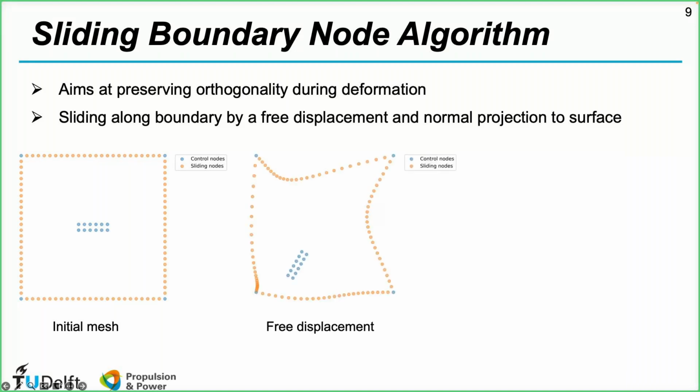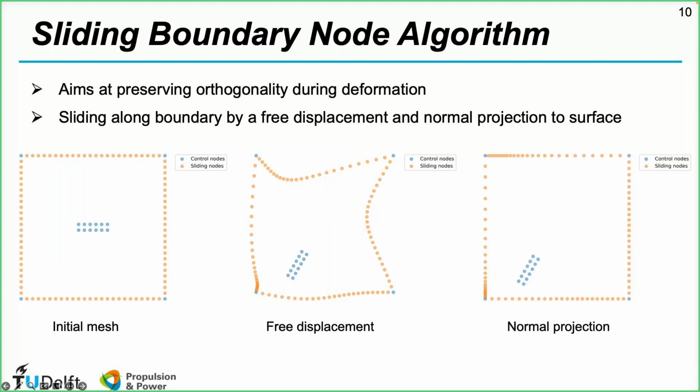If we first have a free displacement of the sliding nodes based on the block deformation, you arrive at a situation like this. And then basically what you intend to do is that you then project them normally back onto the initial boundary, and that will make it as if these nodes have slid along this boundary, as you can, for instance, see in this area here and over here. And what you can then do is, because you found a new displacement of these nodes, you can then use all these boundary nodes as control nodes for a secondary RBF interpolation evaluation.